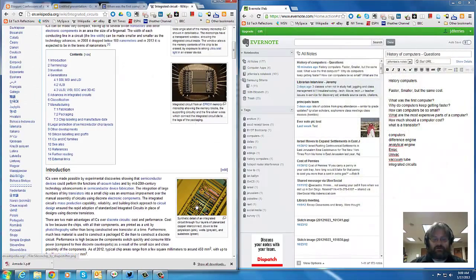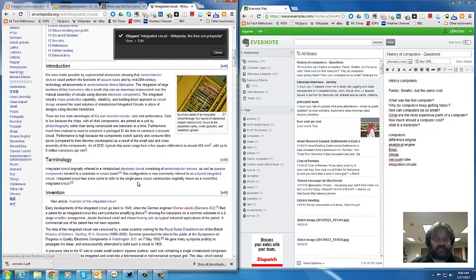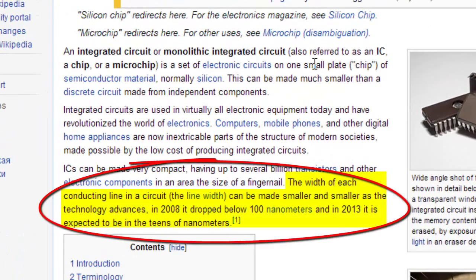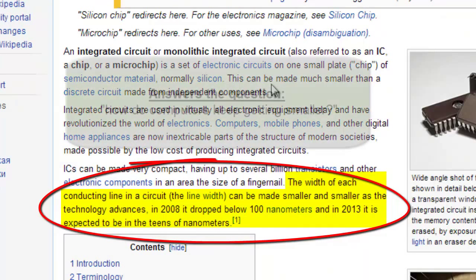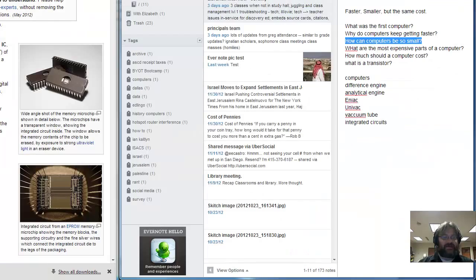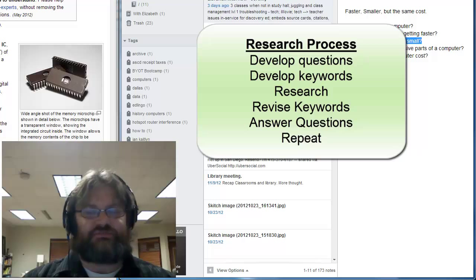Now that's starting to look like a computer, isn't it? These are those circuits that we see inside of computers. And as we read, an integrated circuit or monolithic integrated circuit or microchip is a set of electronic circuits on one small plate of semiconductor material. Integrated circuits are used in virtually all electronic equipment today and have revolutionized the world of electronics. So while I would never quote Wikipedia for this, that then becomes my next piece of research. What you should see is that throughout your research process, it's a series of developing questions, looking through search engines, Wikipedia, resources, databases to find the answers to those questions, and keeping running lists of terms that you can use for later searches.